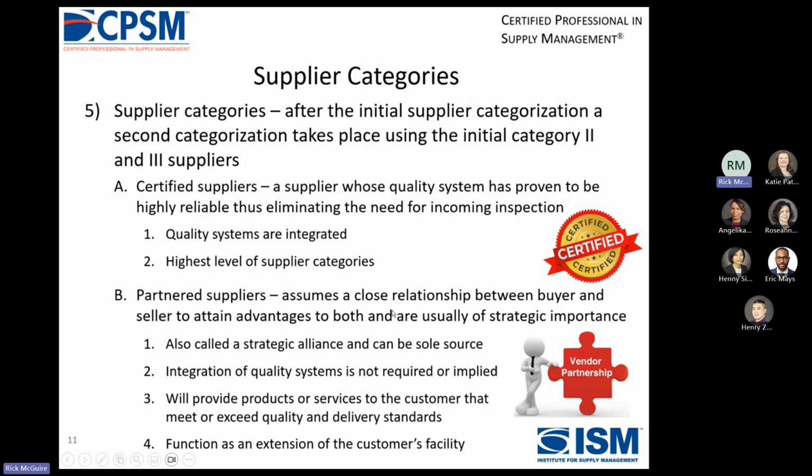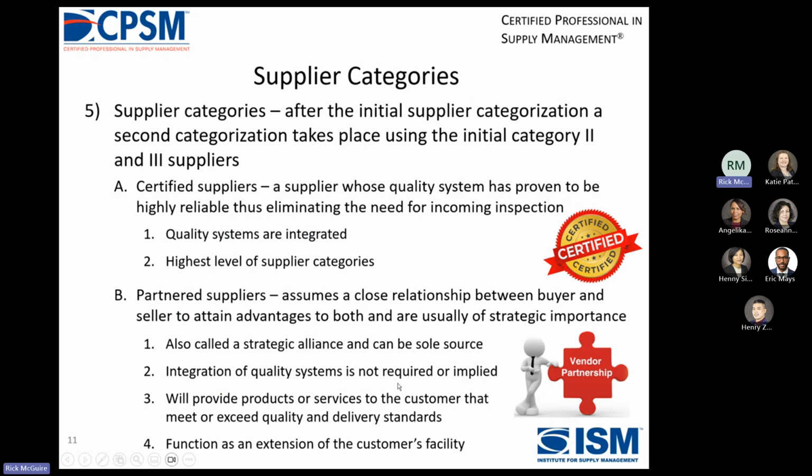The next level down is the partnered supplier. They assume a close relationship between the buyer and the seller to attain advantages. Strategic alliance, and the supplier can be sole source. You can also have a strategic alliance with the certified supplier. So everything these guys do, these guys do. But the questions will say, which supplier type do you have a strategic alliance with? The answer is going to be partnered suppliers, even though certified would also.